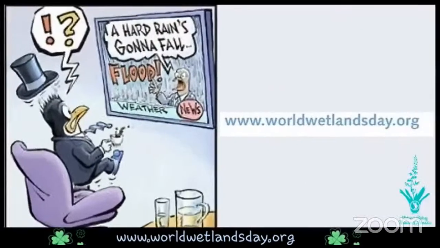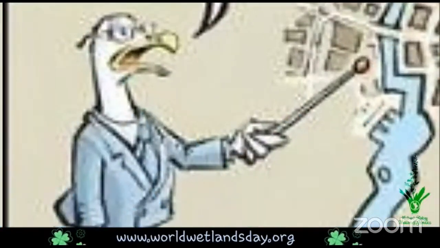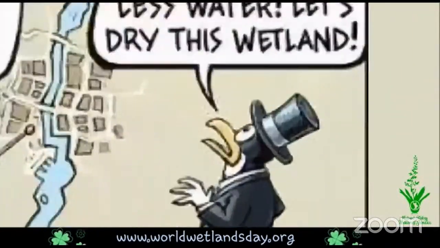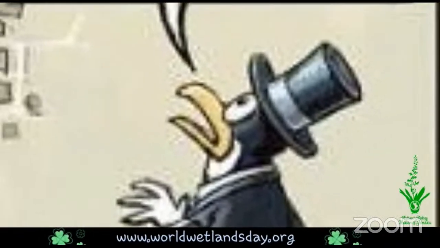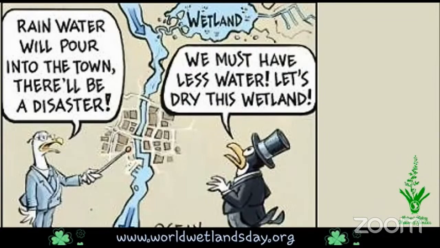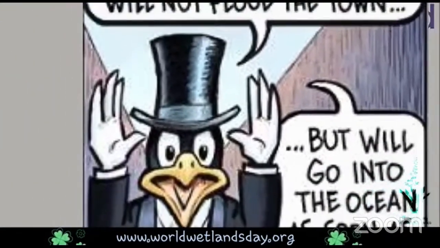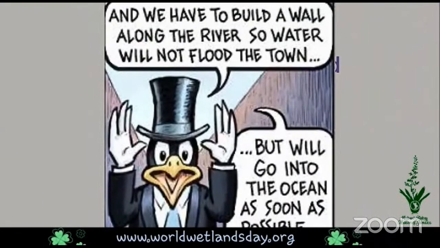Hard rain, then a fall. Rainwater will pour into the town. It will be a disaster. We must have less water. Let's dry this wetland. And we have to build a wall along the river so that water will not flood the town. But we'll go into the ocean as soon as possible.